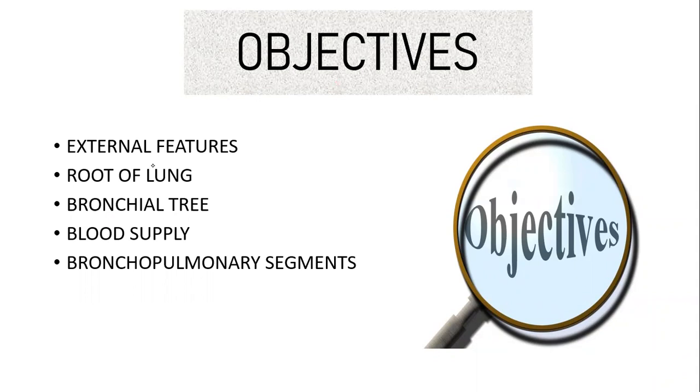So we are going to discuss only a few side headings: external features, root of lung, bronchial tree, blood supply, and bronchopulmonary segments. Usually I include only pictures, so even in this presentation, I have included most of the pictures from Google. I have tried my best to take some proper pictures and explain them to you. So just carefully observe all the pictures and the structures that surround the lung.